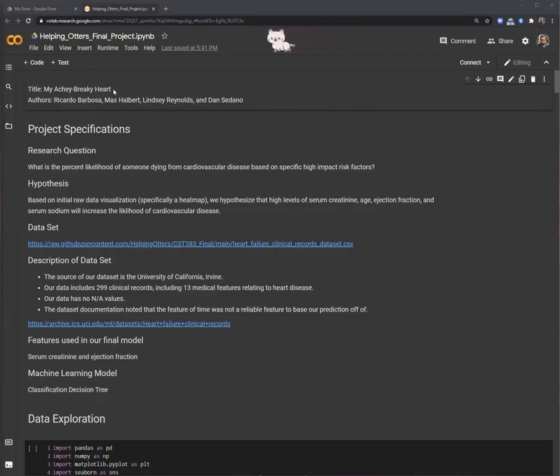And the title of our project is My Achy Breaky Heart. We chose this project because, according to the CDC, 655,000 Americans die from heart disease every year, which is 1 in 4 Americans. This is one person every 36 seconds. By knowing the risk factors of cardiovascular disease, one can make better choices to avoid heart failure.